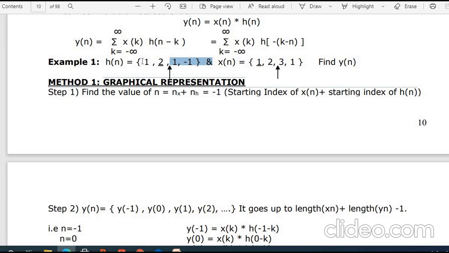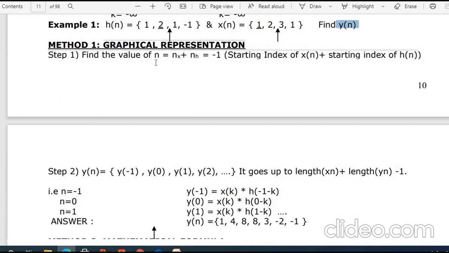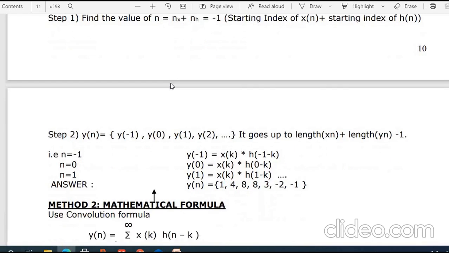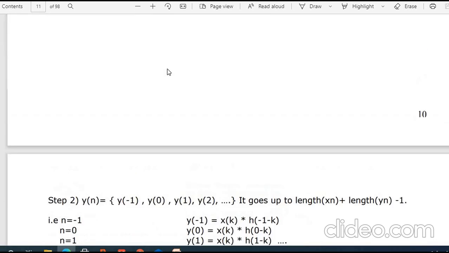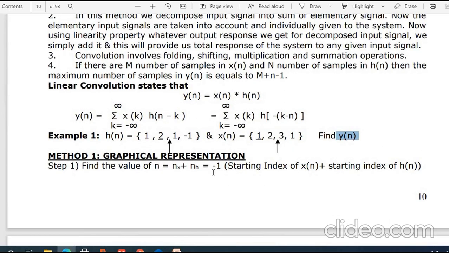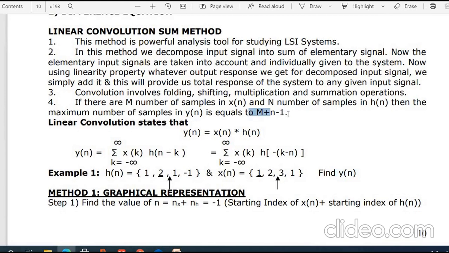So what is the question given in that? H of n is given, x of n is given. This is a numerical problem, students. They asked to find y of n. So how do we get y of n? To get y of n, first we have to take the index value n equals n of x plus n of h. These are the positions that we have, and we have to take them. Once we decide the position, we have to write the output y of n, right? So y of n is starting from, what is the first position we need to write, students? It is starting from -1. Why -1? Because of m plus n, -1.